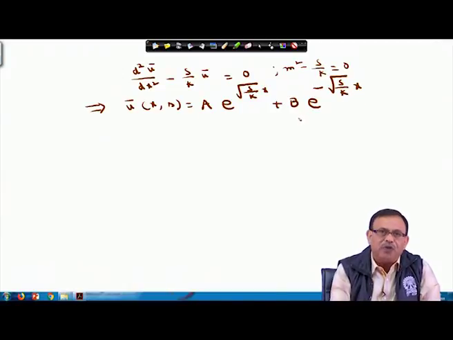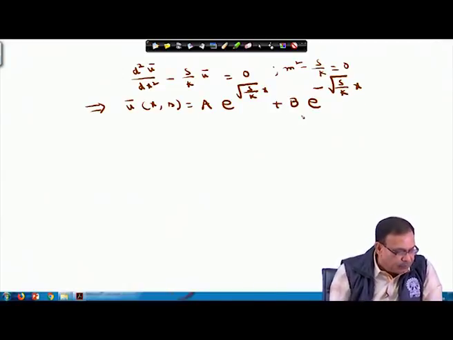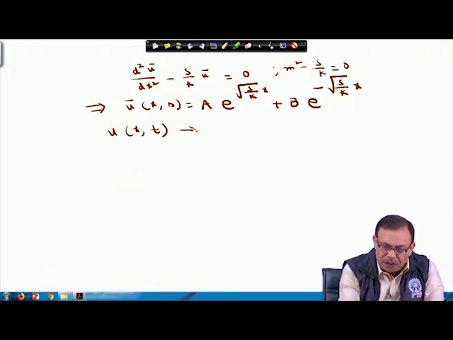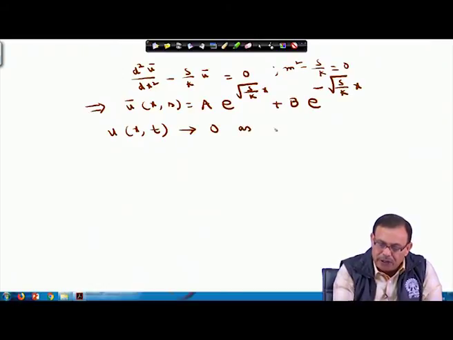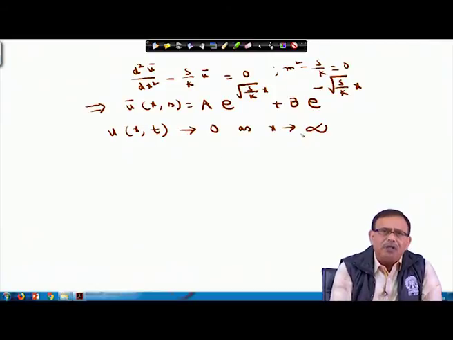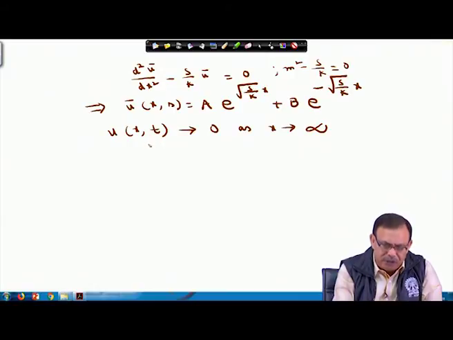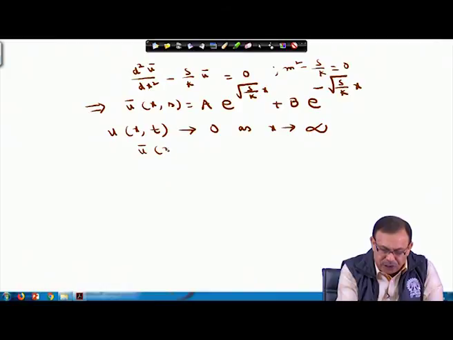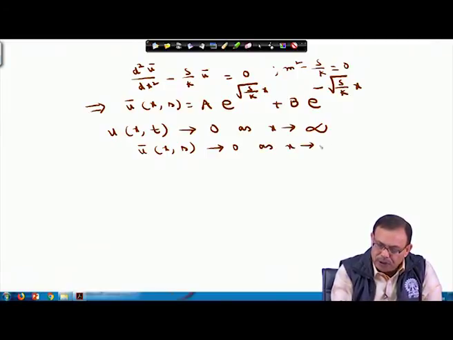Your next job is to find the values of a and b. Now, your u(x,t) approaches 0 as x approaches infinity. From the properties, the initial value and final value theorems, as x approaches infinity, your u(x,t) approaches 0, so that you can say that u bar(x,s) will approach 0 as s approaches infinity. From the properties I can tell.